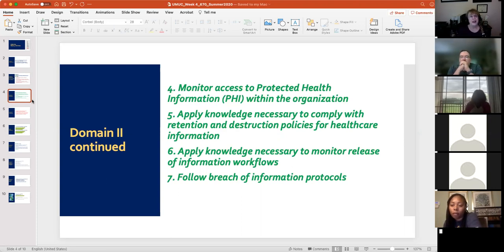All right. And I think somebody mentioned this in a discussion post that medical identity theft is worth more on the dark net than social security numbers. Okay, so you have to understand what the retention and destruction policies are.